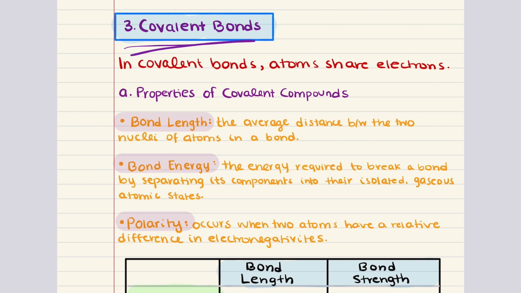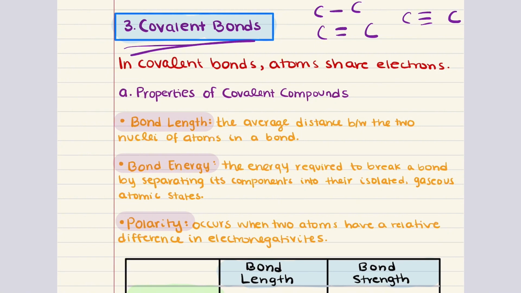Now, when an atom wants to fill its valence shell, it can form a bond with another atom. Sometimes one bond isn't enough, so the atom forms multiple bonds. When two atoms just share one pair of electrons, this is called a single covalent bond. When they share two pairs of electrons, this is called a double bond. And when they share 3 pairs of electrons, this is called a triple bond. The more electrons they share, the stronger the bond.